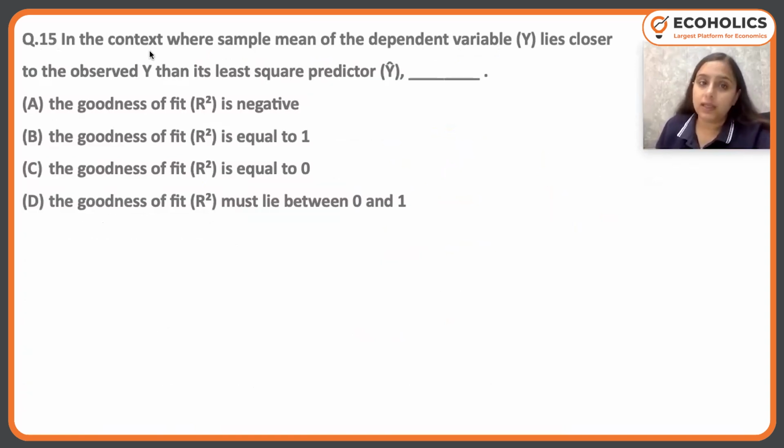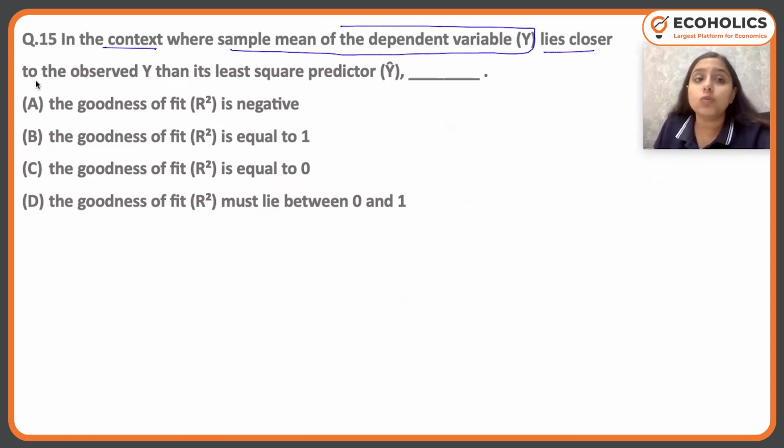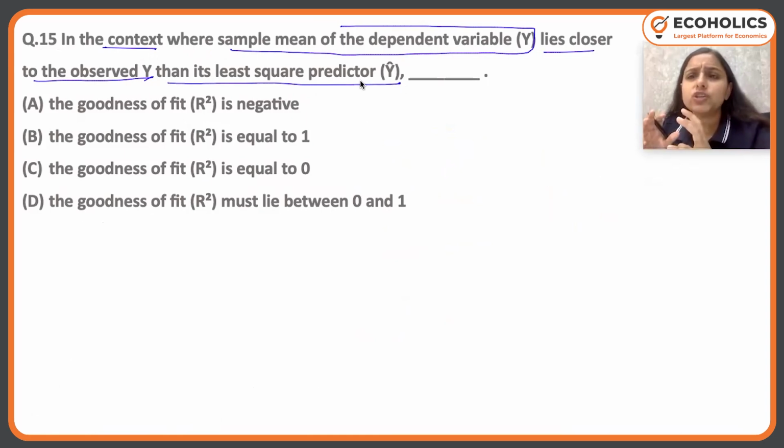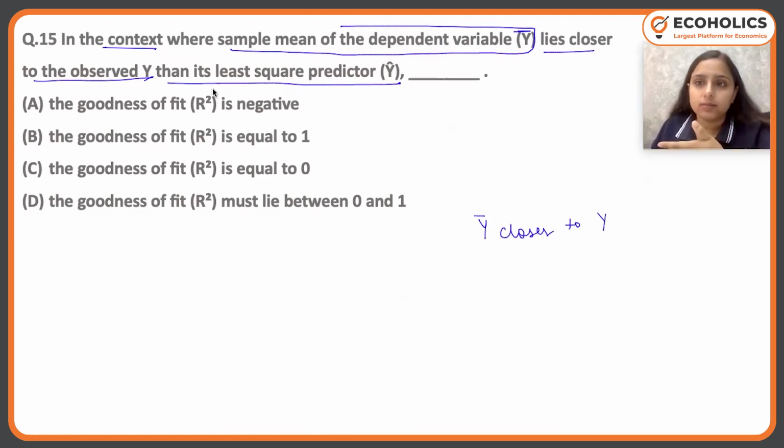Now question number 15. In the context where the sample mean of the dependent variable lies closer to the observed y than its least square predictor. Now this question seems confusing, but I will tell you how to read it. Read it in bits. In the context where the sample mean of the dependent variable lies closer to the observed y. So the sample mean, which is y bar, will come here. So y bar is closer to y than it. So we are comparing.